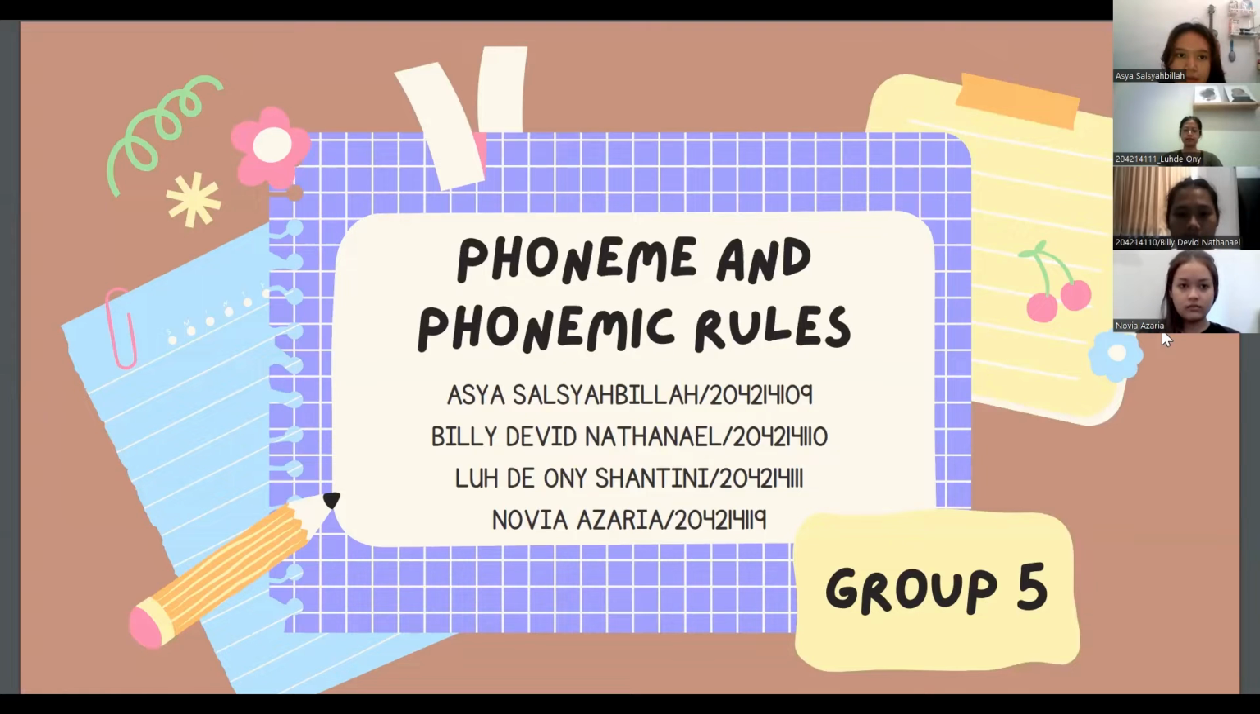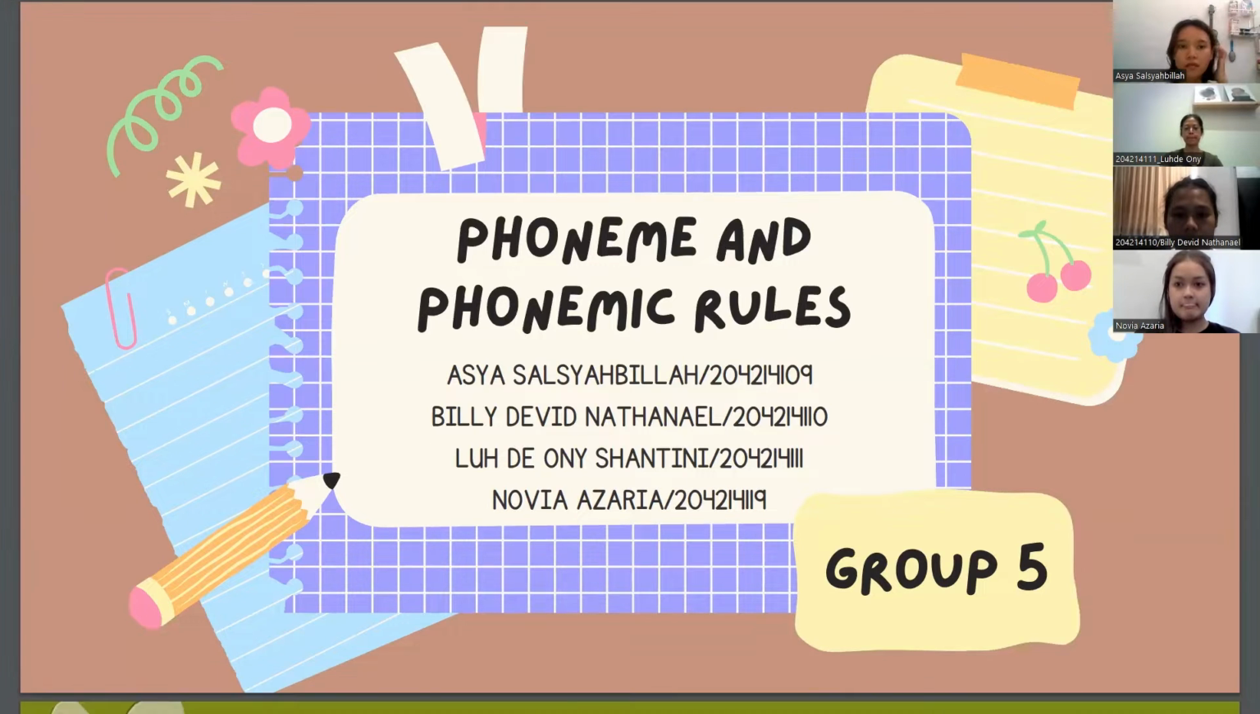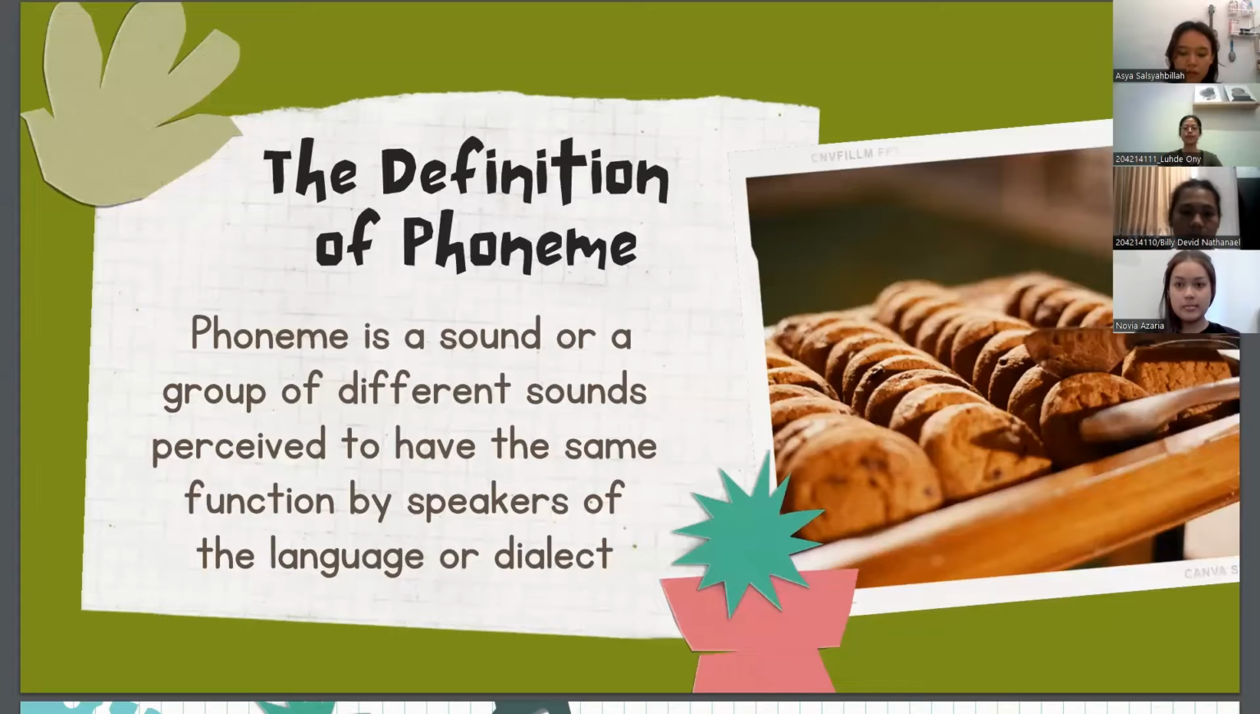So today we are going to present about phoneme and phonemic rules. The first one starts with the definition of phoneme. A phoneme is a sound or a group of different sounds perceived to have the same function by speakers of the language or dialect.